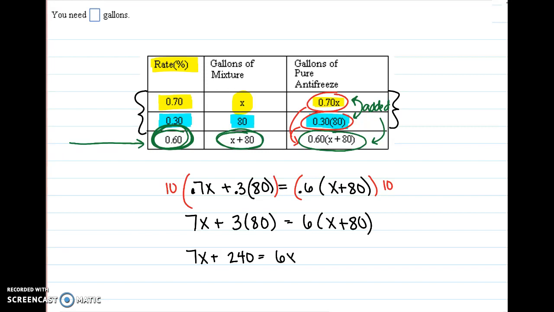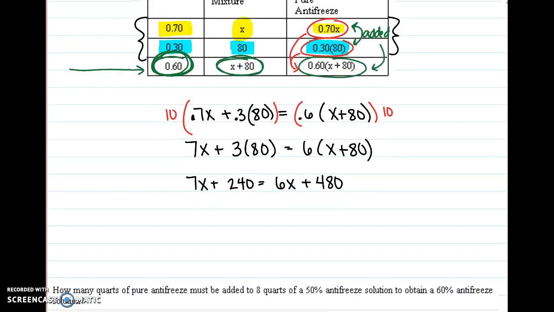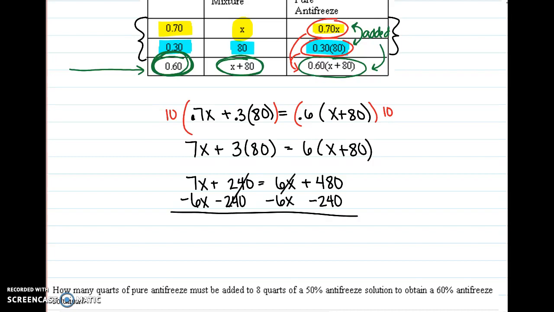equals, I'm going to distribute the 6. And then I'm going to try to get the x's together, right? So I'm going to subtract 6x from both sides. I'm also going to get the numbers together, so I'm going to subtract 240 from both sides. So I get 1x equals 240.